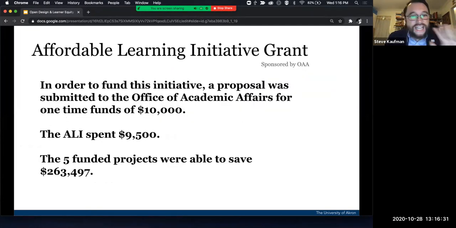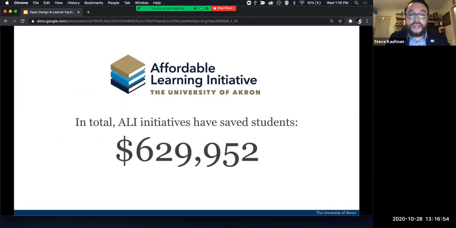We asked for just $10,000. We gave faculty a $1,000 grant or a $2,500 grant. We didn't even spend all of it. We spent $9,500. I know I'm a bad grant recipient. I need to spend all the money that I'm given. But funding $10,000 worth of these grant projects, just 5 faculty teams got us $263,000 in savings in just 2 semesters. That's incredible. In total, we are currently, as of, I think, 2 weeks ago, at $629,000, anticipating over $1 million in savings by the time we end summer semester.